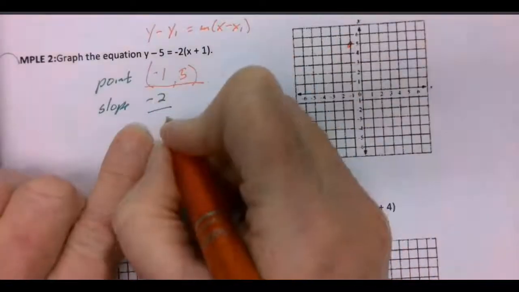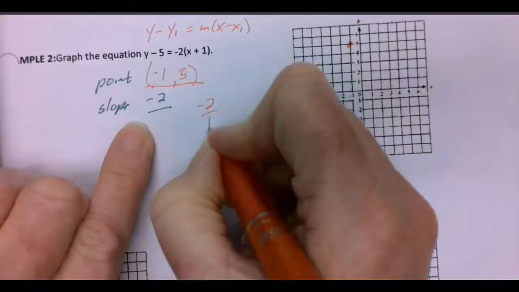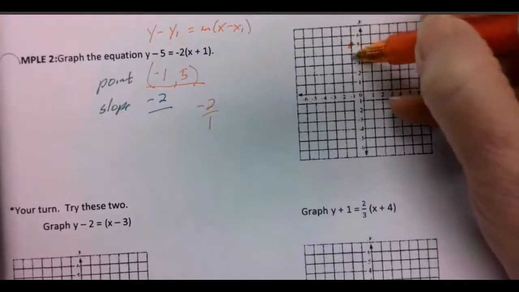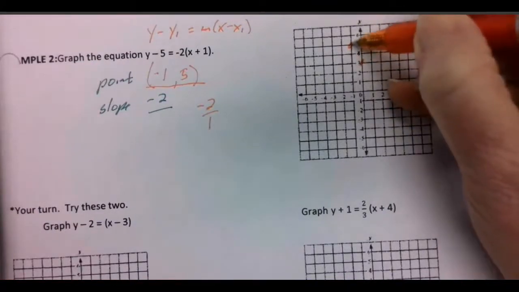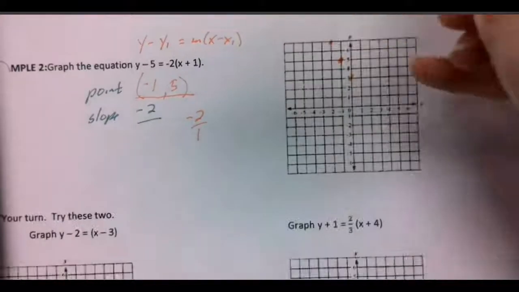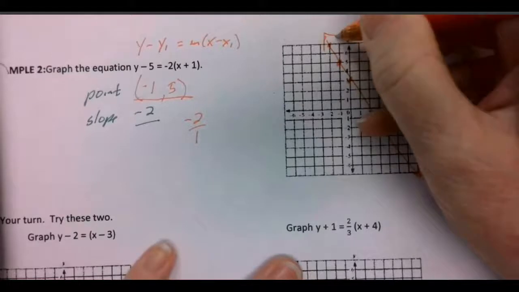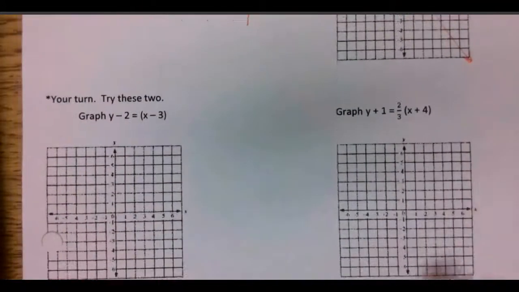I use my slope. Remember, we want slope to be a fraction, -2/1. Okay, so always make it into a fraction. So I'm going to go down 2/1, up 2/1. Draw your line. Go all the way to the edge of the graph so I don't have to take off points. Okay, good. Try these two.